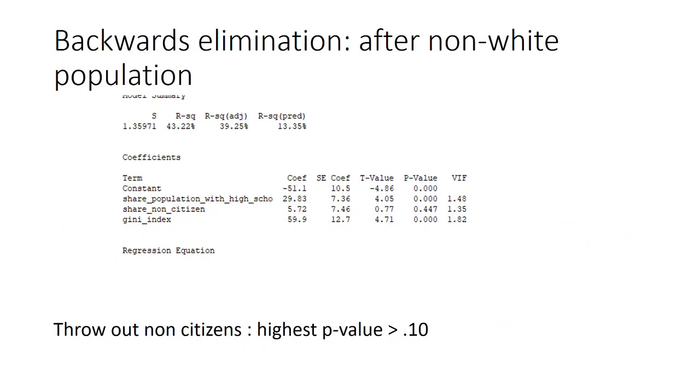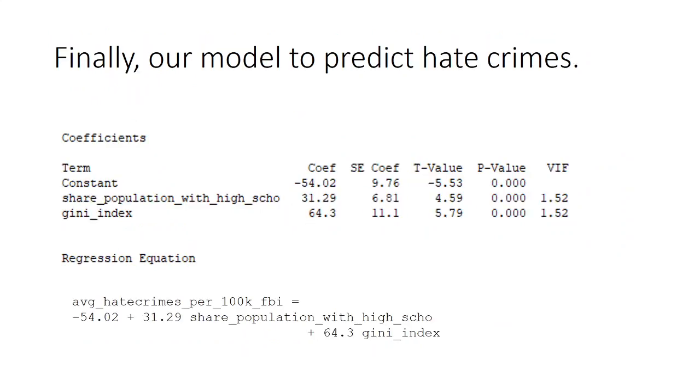And so share of non-white citizens, throw that one out, until we end up with the model to predict hate crimes: the share of population with just a high school diploma, and the Gini index. We might talk about the Gini index. That actually might incorporate all of the other predictors that were included there. But that's the process that we would go with for the backwards elimination method.